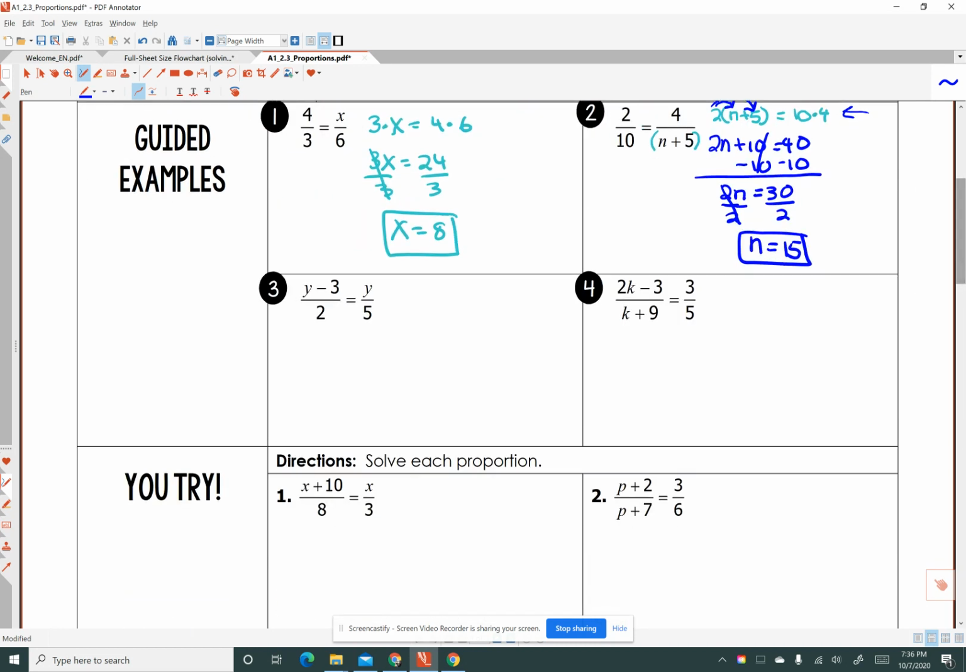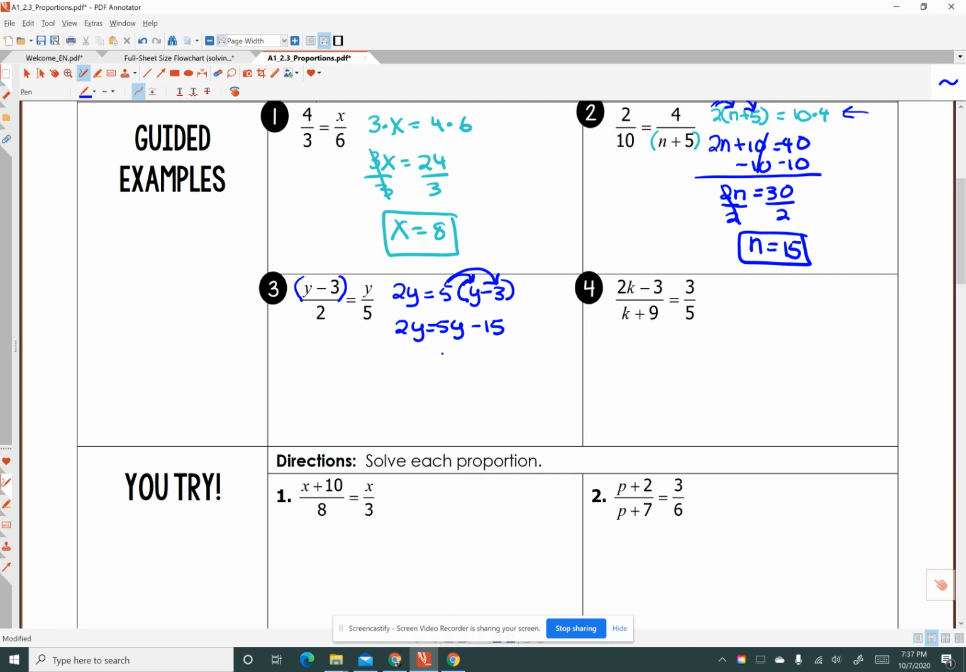Let's take a look at number 3. Again, let's use grouping symbols. So we have 2y equals 5 times the quantity of y minus 3, and we will distribute, which means to multiply through. So 2y equals 5y minus 15.